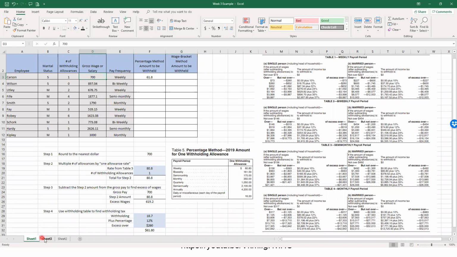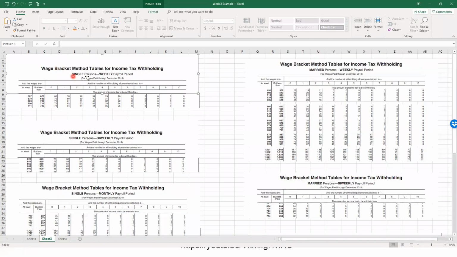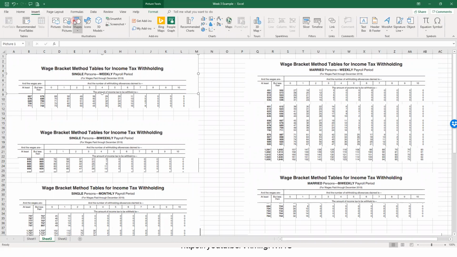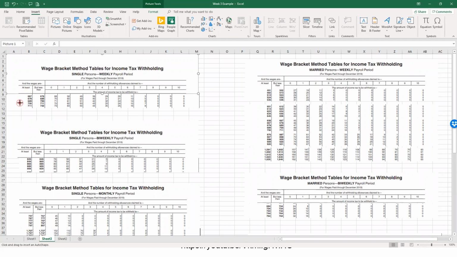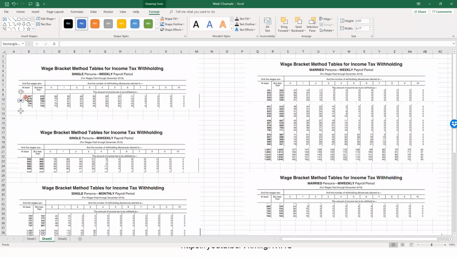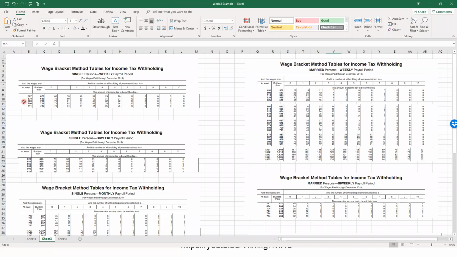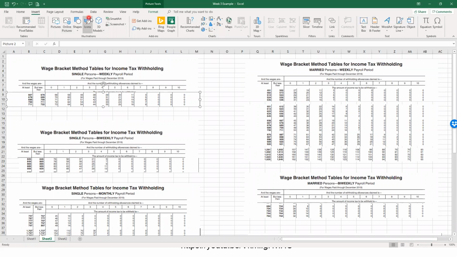So let's look at our wage bracket for $700. A single person that's paid weekly, you can see here $700. Let me highlight that. Well, it didn't highlight well there. Just one second here. Let me just draw this little tiny box.